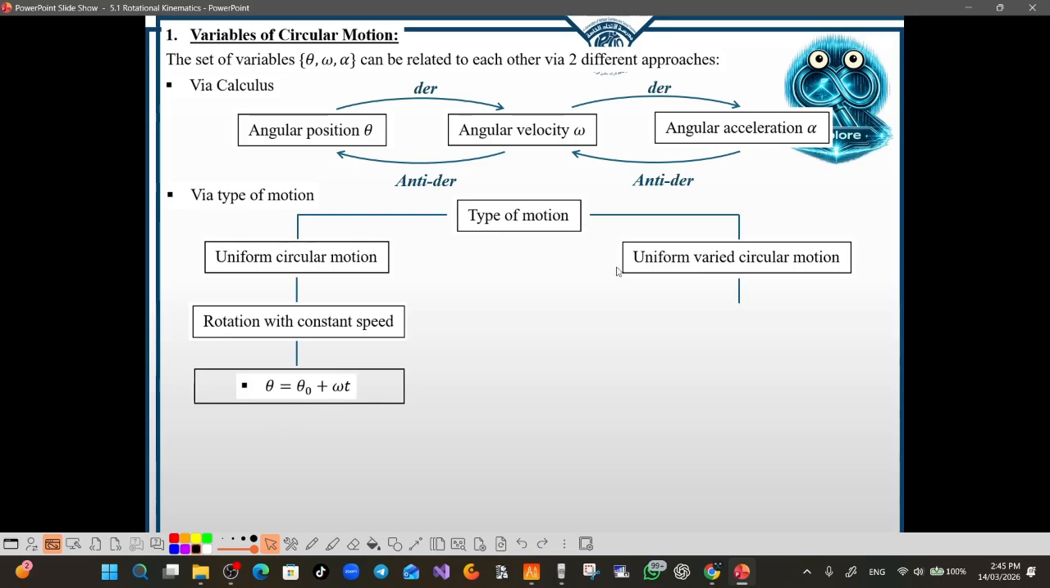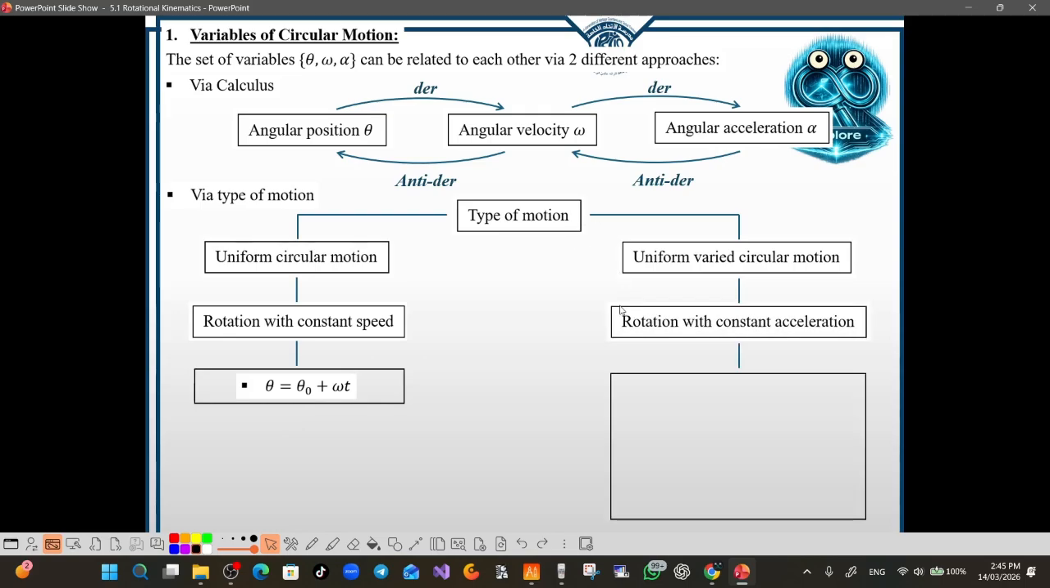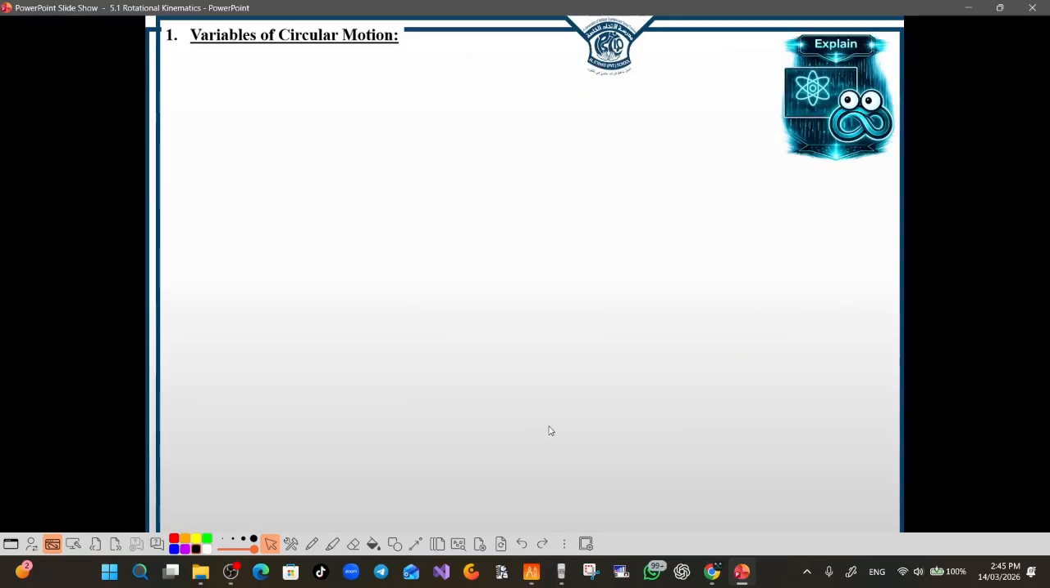Now, for the uniformly varied motion, the rotation is with constant acceleration and the speed varies. To find the speed, we use this equation: omega is equal to omega 0 plus alpha t. Theta can be written in quadratic form: theta is equal to theta 0 plus omega 0 t plus half alpha t squared. And the time-independent equation: omega squared is equal to omega 0 squared plus 2 alpha delta theta. And finally, delta theta is equal to half times omega plus omega 0, times t.